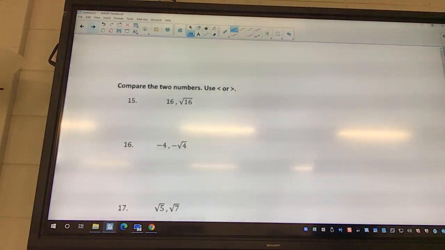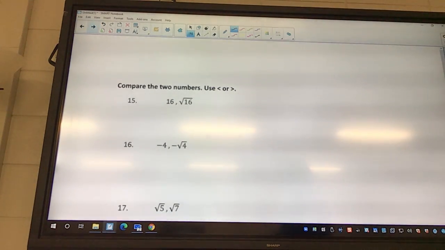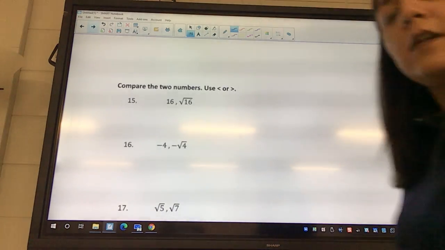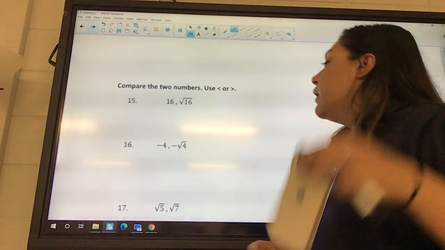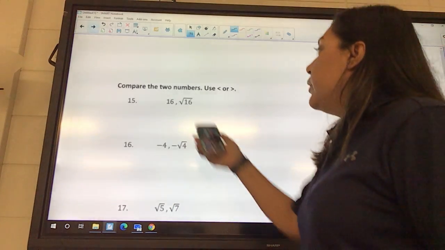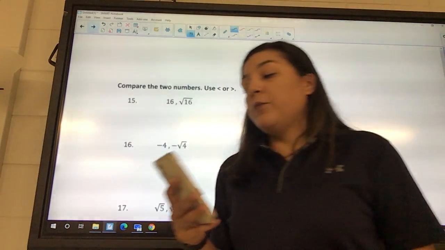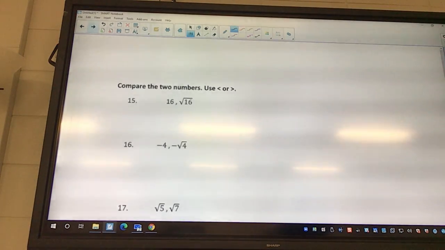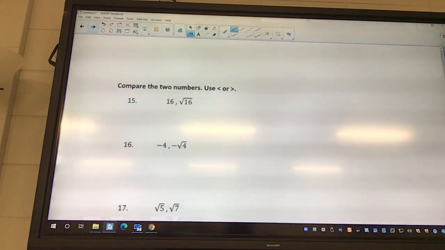And then the last page, compare the following numbers. This one you're gonna need to use your phone or iPad. I want you to practice now, because that way when you do it on your own, you're gonna know. So if we look at 16 and the square root of 16, I just want you to try it. I know some of you probably know what the square root of 16 is.